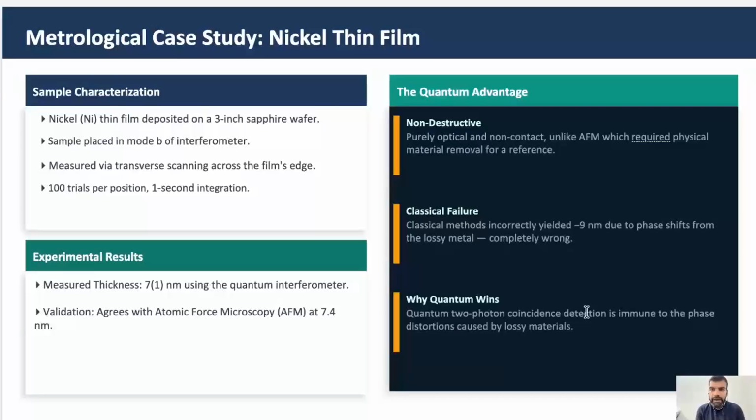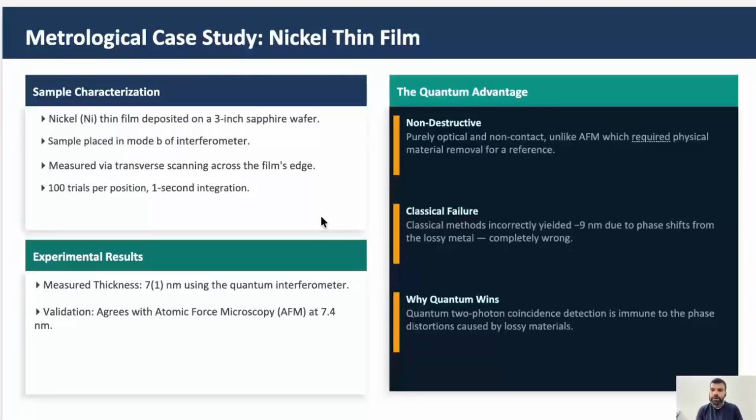Here is the experimental setup: the sapphire wafer is placed in mode B of the interferometer and scanned transversely across the beam, moving from an uncoated region to the nickel-coated region. The optical beam has a mean diameter of 1.2 mm. They run 100 trials per position with a 1 second integration time and monitor how the coincidence probability changes as the sample moves across the edge. The result from the quantum interferometer: a film thickness of 7 nanometers, with an error of plus or minus 1 nanometer.